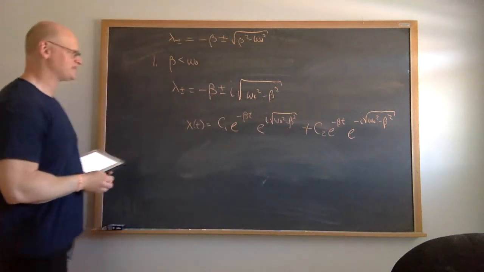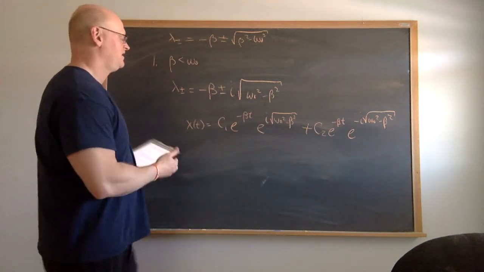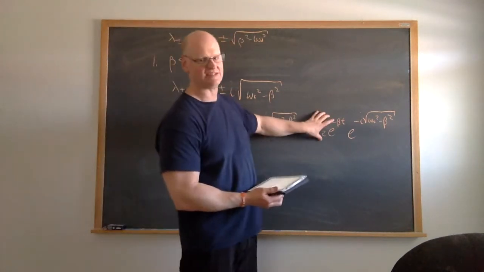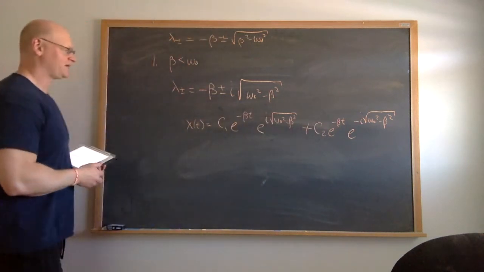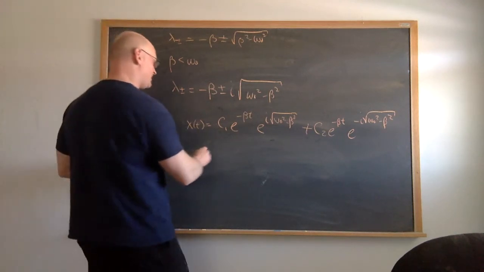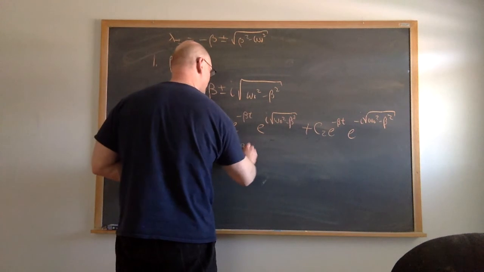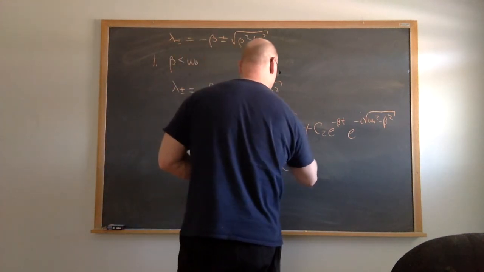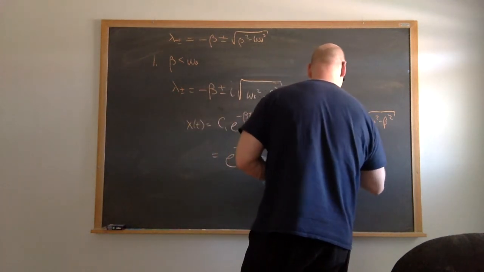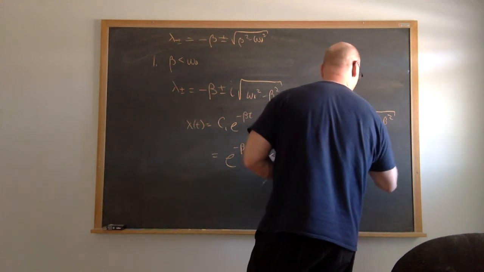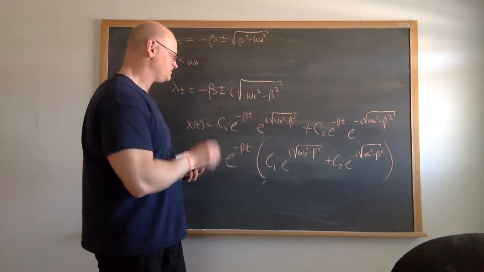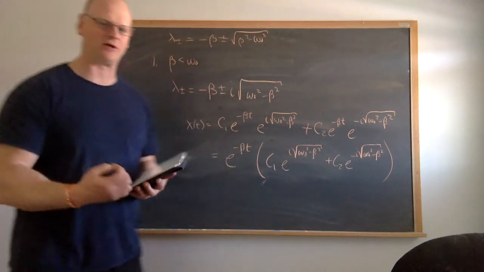So what happens in this case? These coefficients are complex because these exponents are complex, which means this is going to be C and this is going to be C star. Ultimately this ends up undergoing harmonic oscillation, meaning I can rewrite this as e to the minus beta t times c1 e to the i square root of omega 0 squared minus beta squared, plus c2 e to the minus i square root of omega 0 squared minus beta squared. So this is our usual harmonic oscillator, but oscillating at a different frequency.